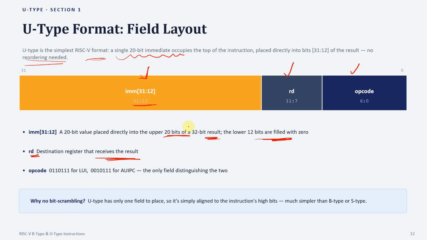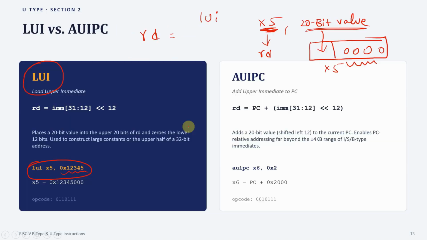And here we are not going to have any kind of scrambling of our immediate value. So you can see over here, this is what I was saying. I'm going to place a 20-bit value into the upper 20 bits of RD, and zero the lower 12 bits. It is used to construct large constants or the upper half of a 32-bit address.